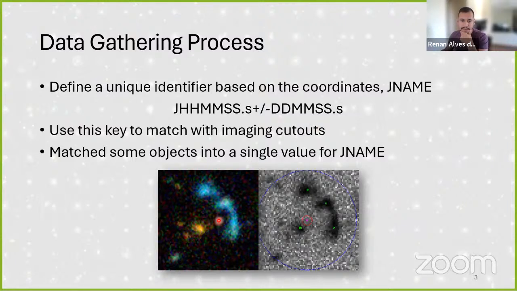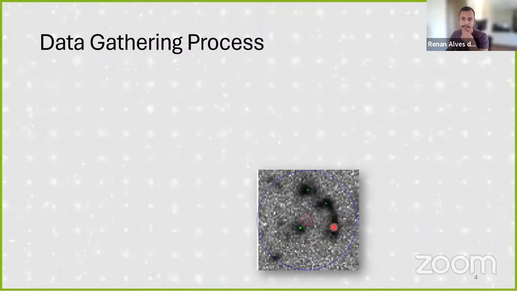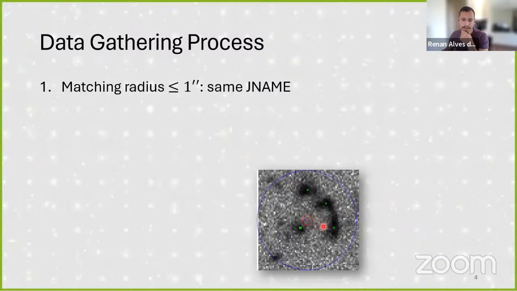So for example, here is a system from the Master Lens database, and it has all of these green dots. You have the different coordinates: this is the main galaxy, and this is the arc. So we combine all this information together in a single average of the coordinates in the center, and we assign this as a unique value for the database. With this, we use a matching radius of less than one arc second. So all the objects inside of this 1 arc second, we assign the same JName.